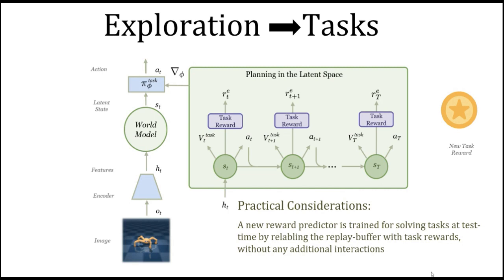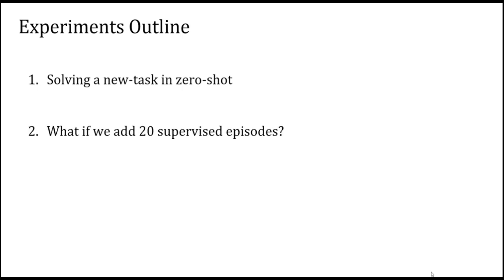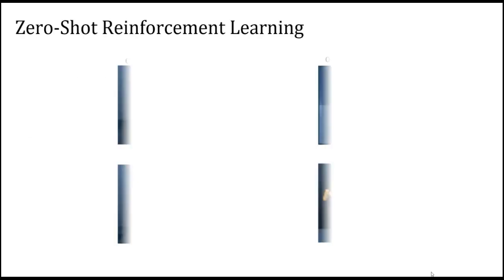A new reward predictor is trained for solving tasks at test time by relabeling the replay buffer with task rewards, without any additional interactions. To test our agent's ability to solve new tasks, we will experimentally see if our agent can solve a new task in a zero-shot manner, its performance when we provide a few supervised episodes, and finally, look into its multitask performance.